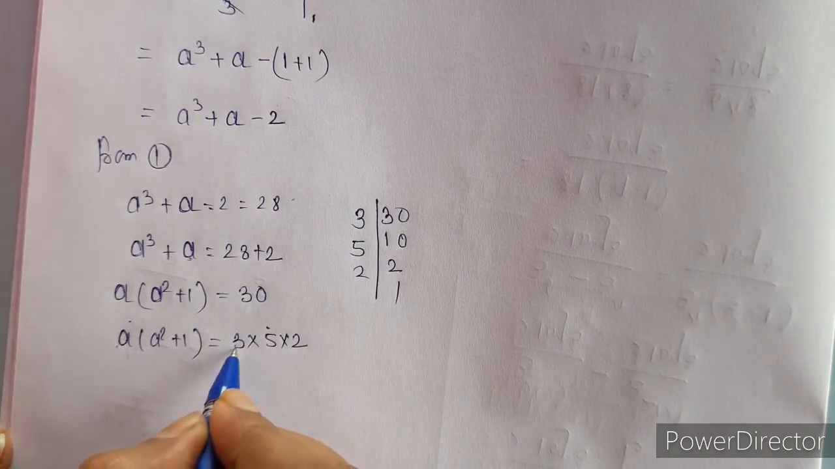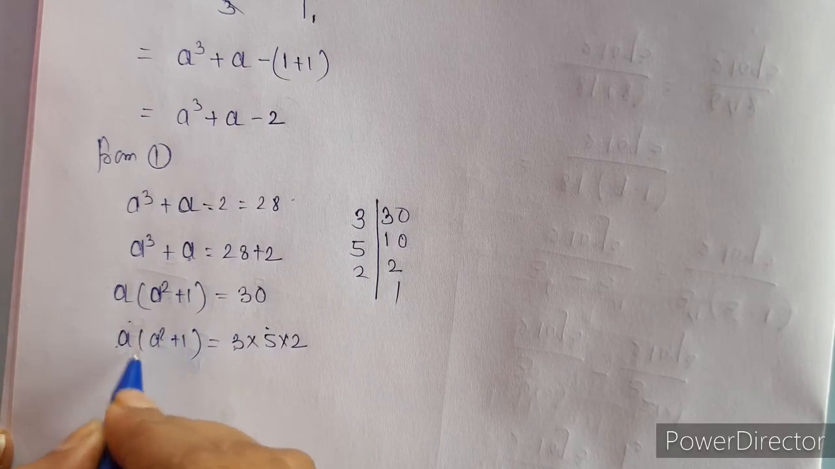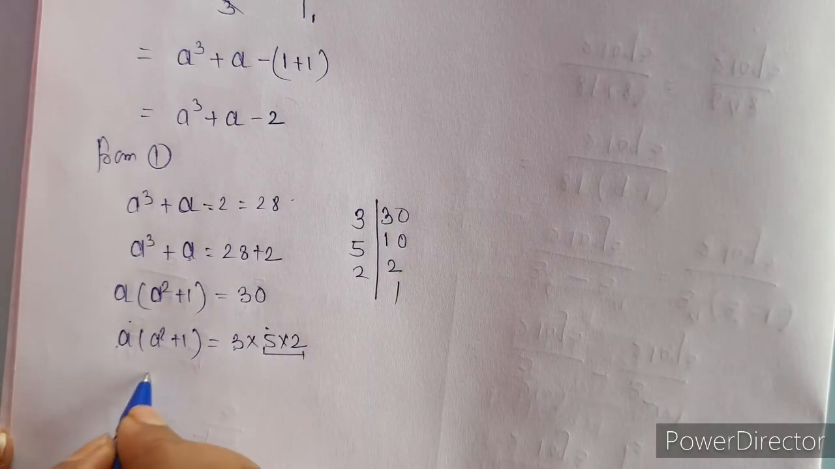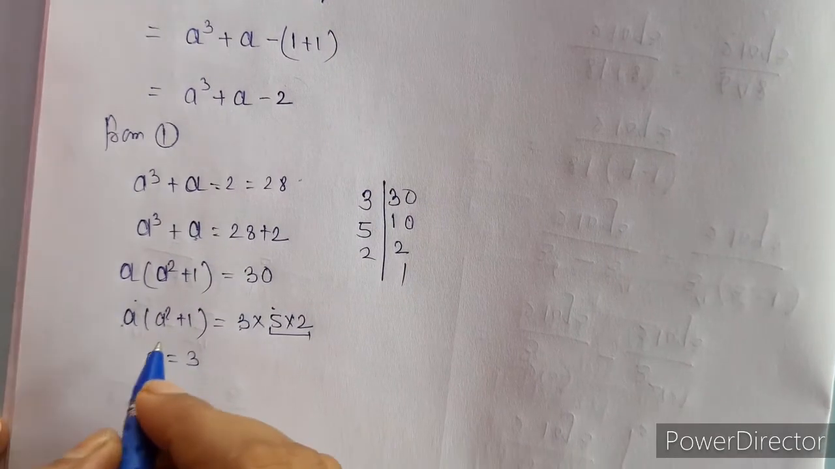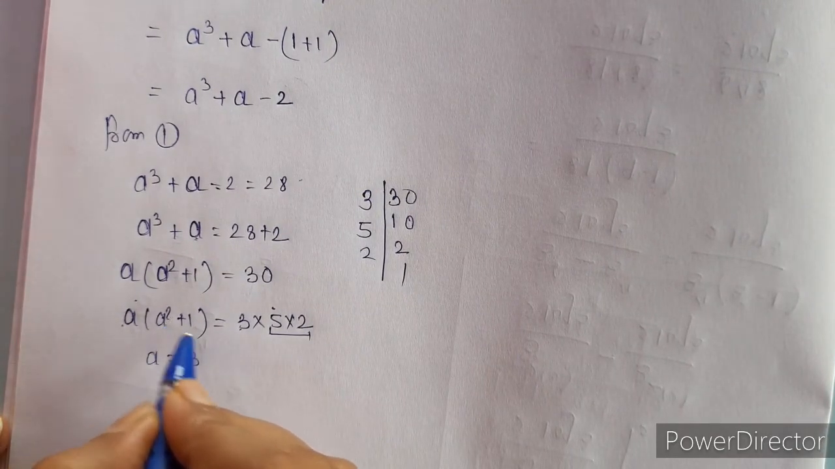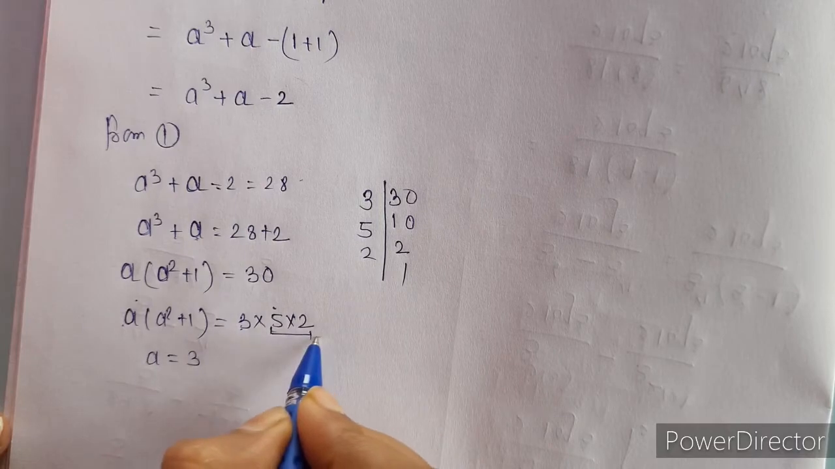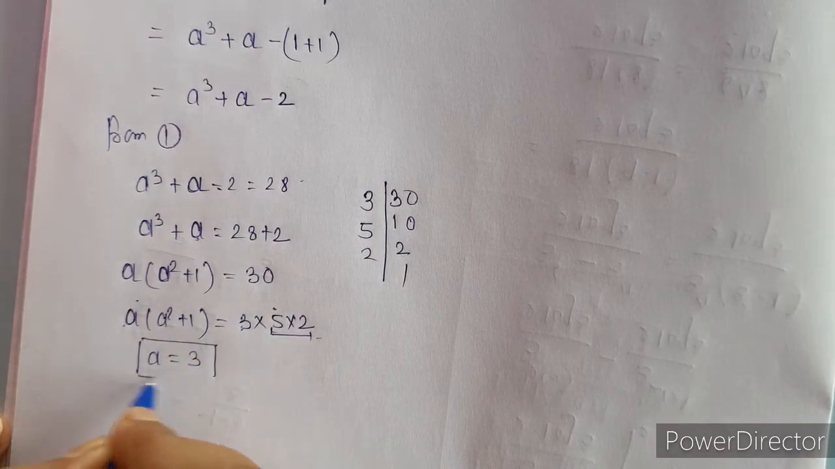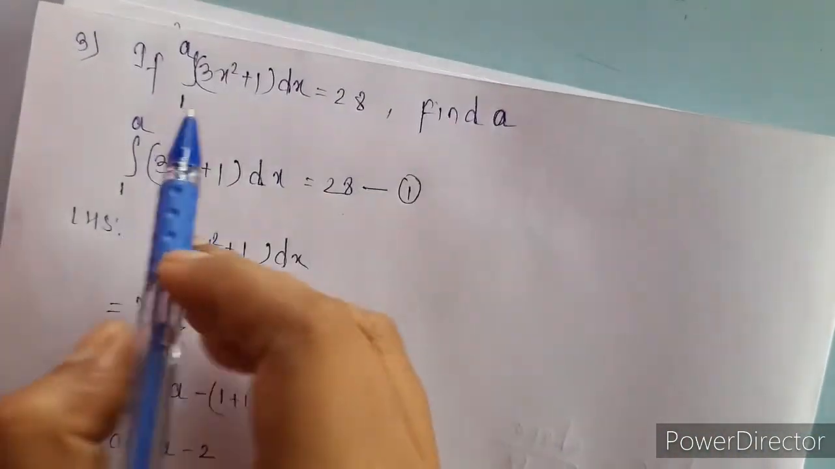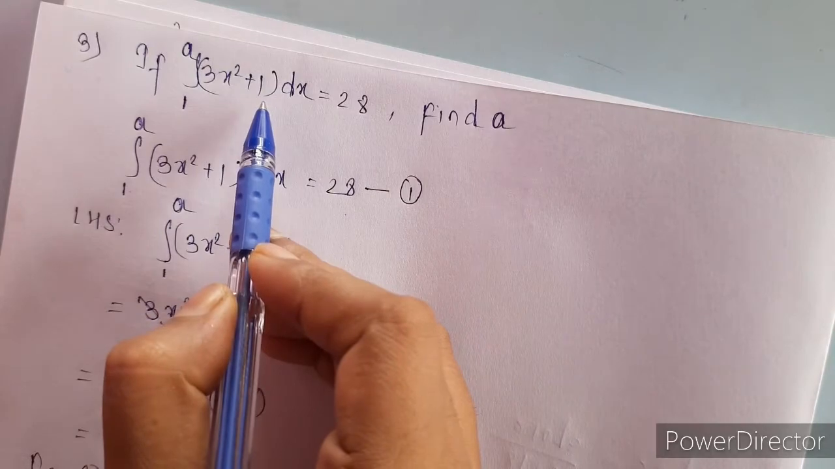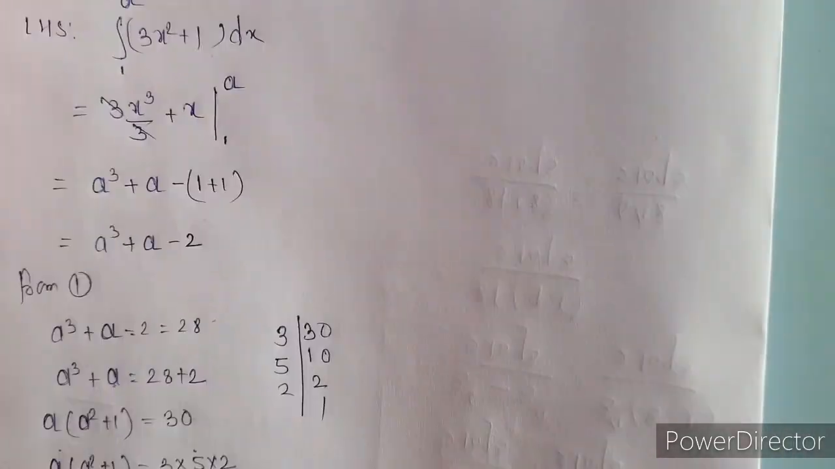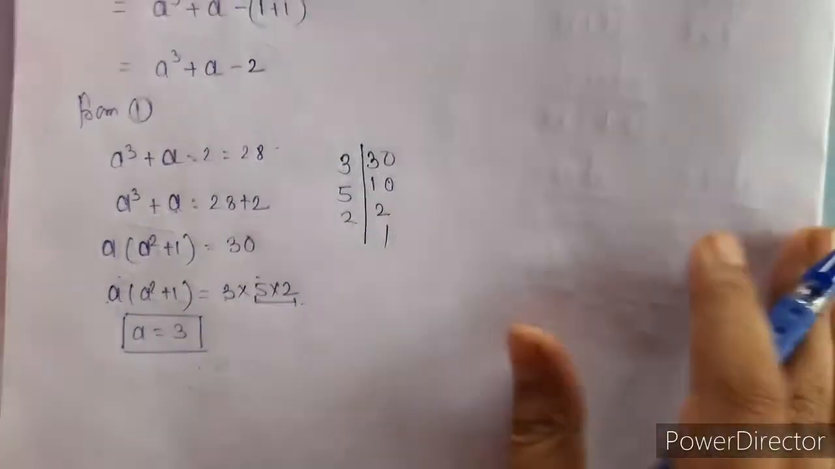Suppose I am taking a as 3, what will be this a square plus 1? The remaining value is 10. If I substitute a equals 3, what will be a square plus 1? 3 square plus 1, which is equal to 10. So from here we can conclude that the value of a is 3. So if the integral of 3x square plus 1 from 1 to a is 28, then the value of a is nothing but 3.